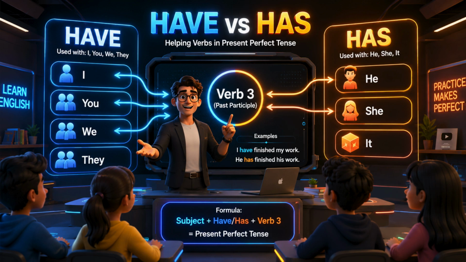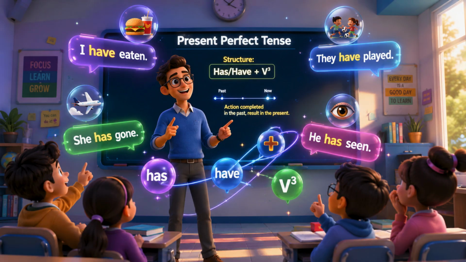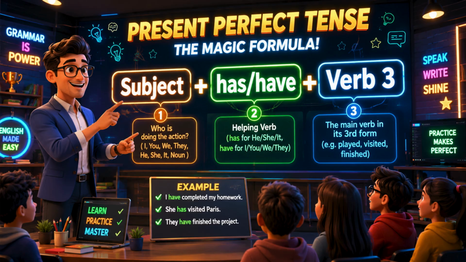Now let's see some simple examples. I have eaten. She has gone. They have played. He has seen. Try to notice the pattern. Have or has comes after the subject, and then we always use the third form of the verb. This structure is very important in English grammar. If you remember this, present perfect tense will become very easy for you.